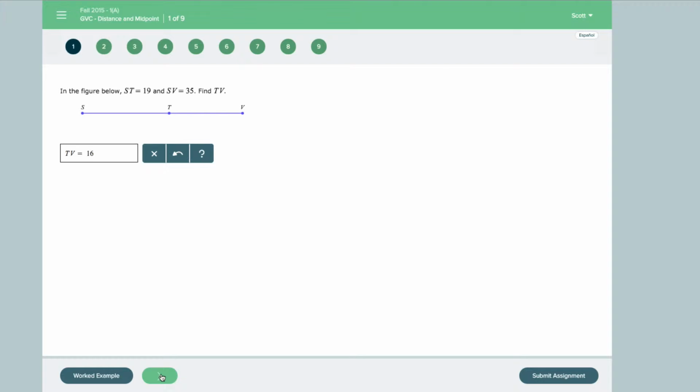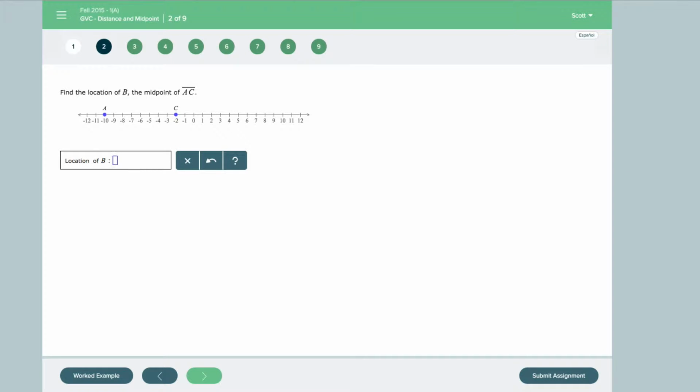Okay, next one. Number 2. Find the midpoint of section AC, or line segment AC. So we have A and we have C, and we want to know where the middle is. The middle is the same thing as the median. To get the median, you take the two numbers, add them together, so negative 10 plus negative 2, and then you take that and divide it by 2.